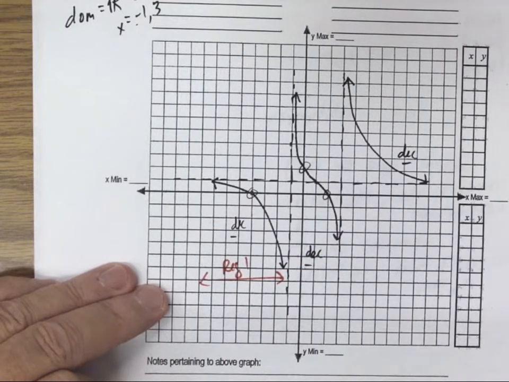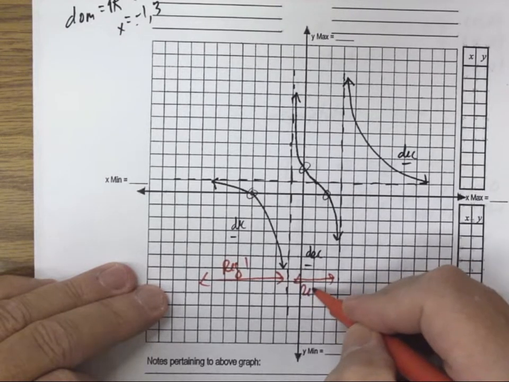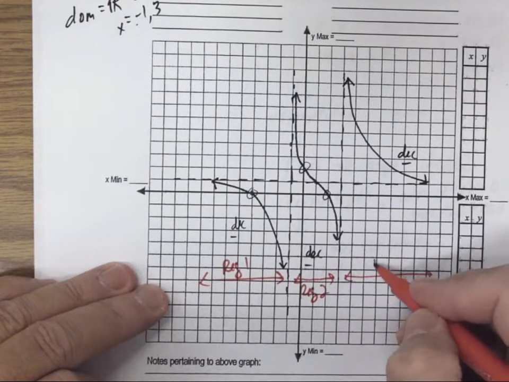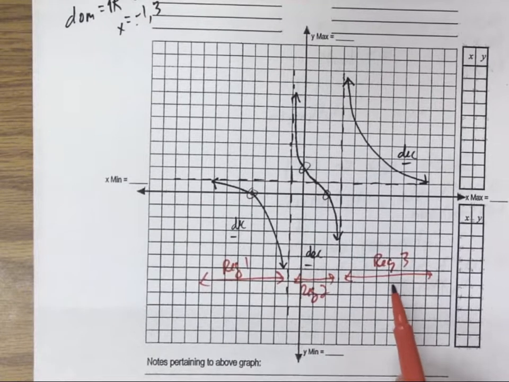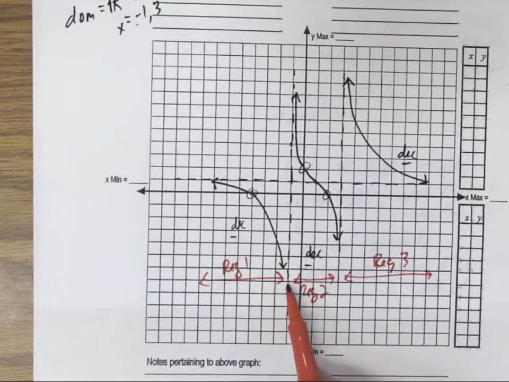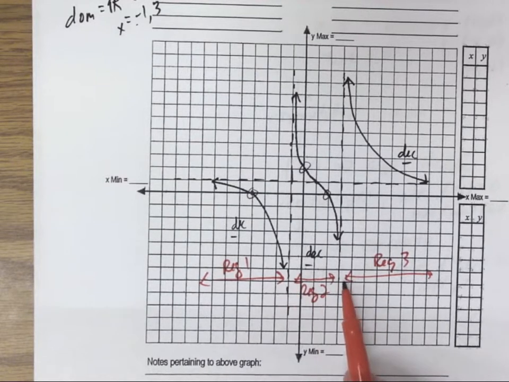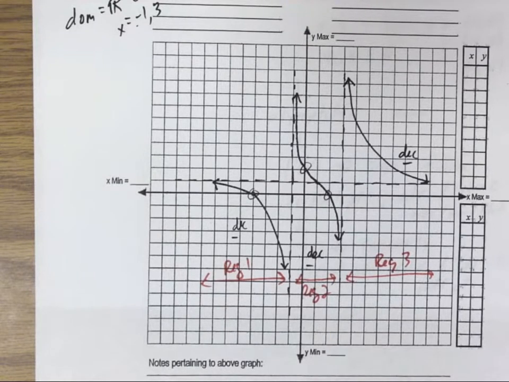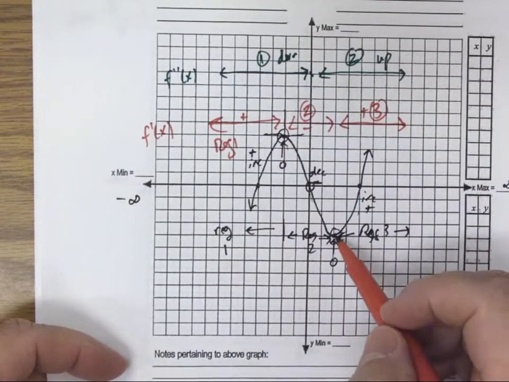We would call this region 1. We would call this region 2. This would be region 3. These are the critical points that break it up into regions. In this case, the critical points are where the first derivative is undefined. Just to compare, the critical points in our first graph were where the first derivative was 0.